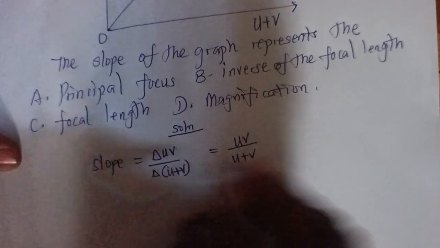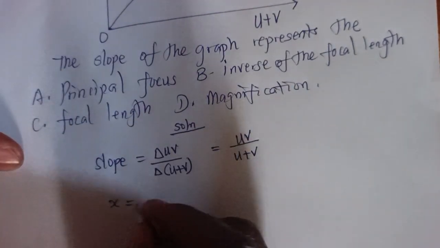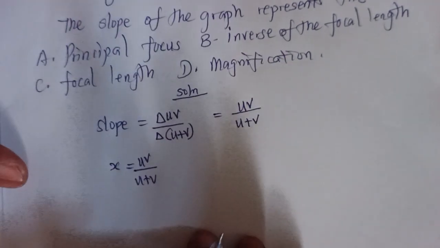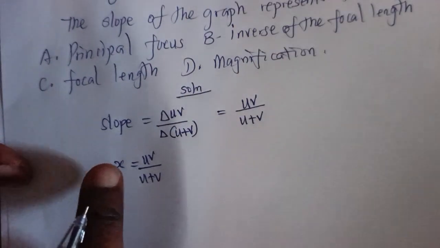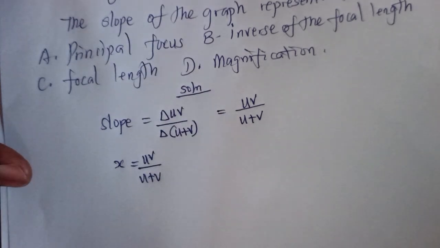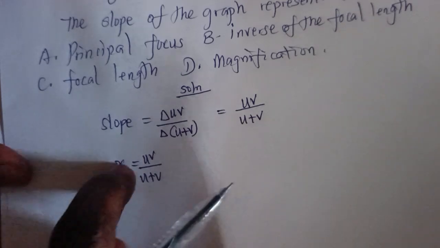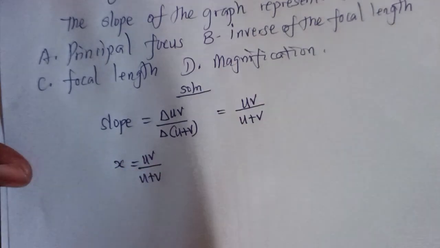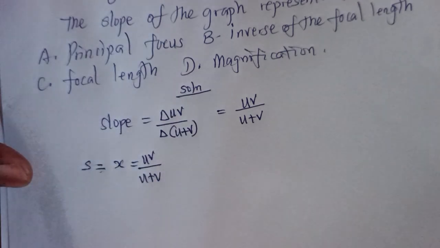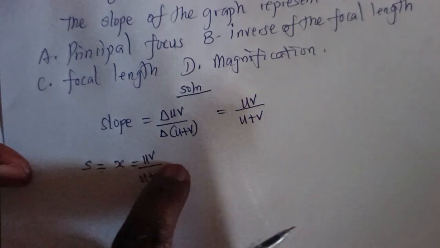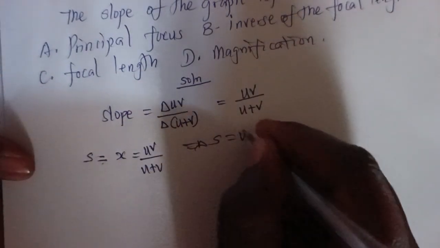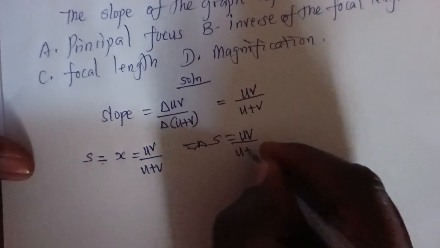Now let's denote this by a letter. Let's use letter S to be uv divided by u plus v. Now we want to determine what quantity S represents. That is what we are required to determine from the question. The quantity that this slope represents. We are using S instead of x. Let's use letter S, that is slope. S equals uv divided by u plus v.